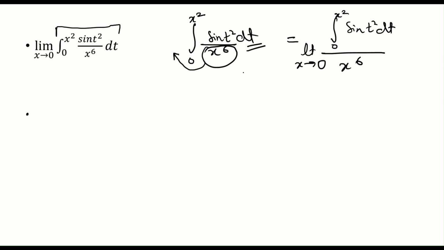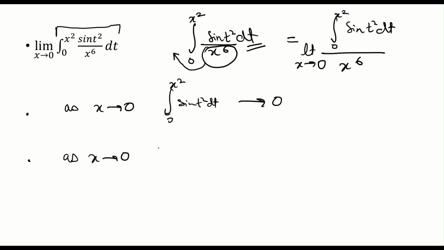If we investigate the limit, we can very easily see, as x approaches 0, in the numerator we have an integral which will also approach 0, because both the limits of the integral are coming out to be 0. Similarly, as x approaches 0, the term in the denominator, which is x raised to the power 6, will also approach 0. So in this particular example, we have a limit of the form 0 by 0.